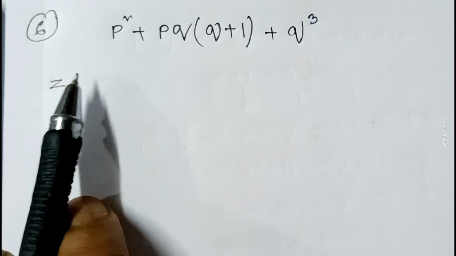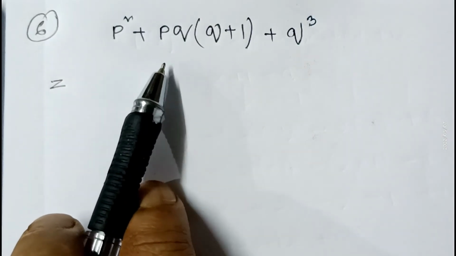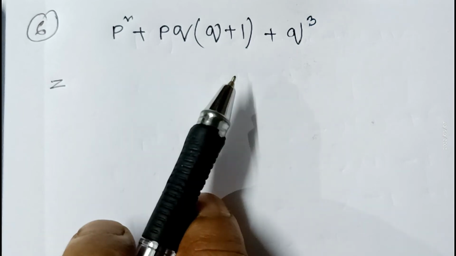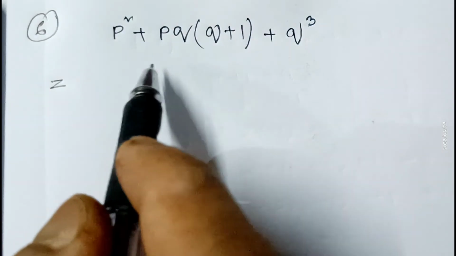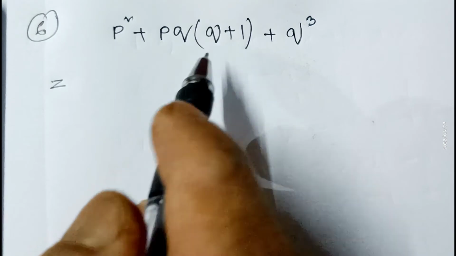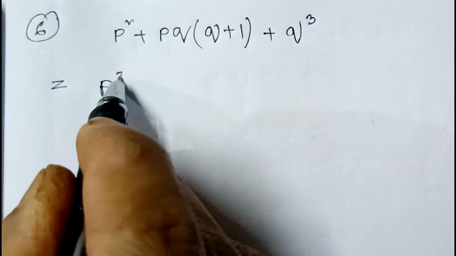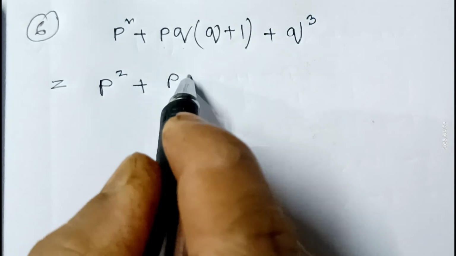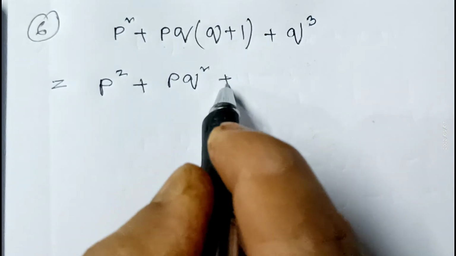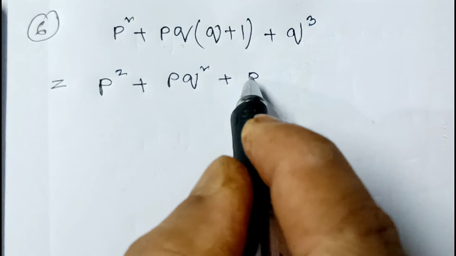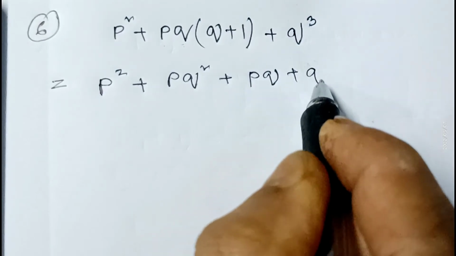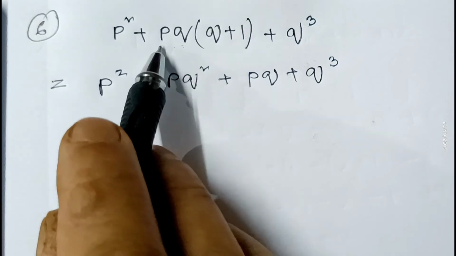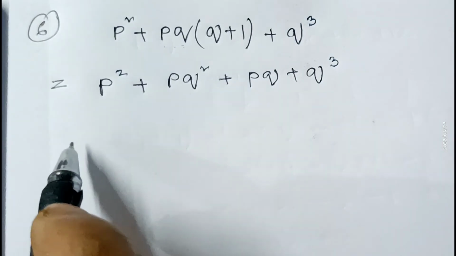In question number 6, it is given p square plus pq, within bracket q plus 1, plus q cube, and we have to factorize. In this format, we cannot take anything common, so we will remove this bracket. For this, we are going to write p square plus pq into q square, so pq square, plus pq into 1, pq, plus q cube. Clear? pq into q is pq square and pq into 1 is pq.